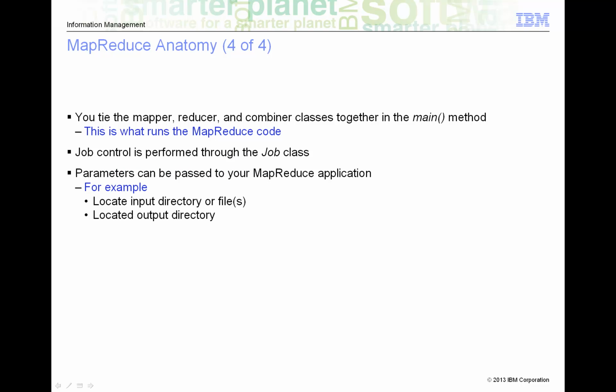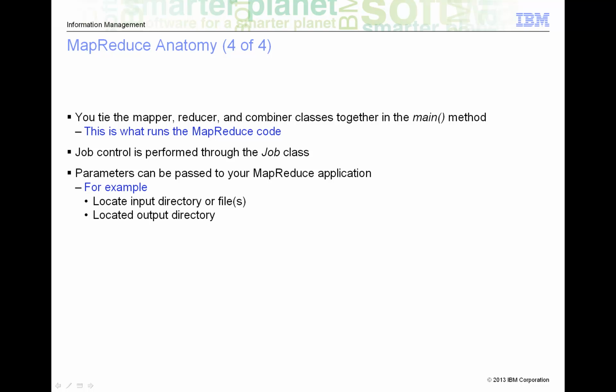The fourth component is the main method. You need to code a main method that runs your code. Here you specify which class is to be used as the mapper, which class is to be used as the reducer, and whether there is going to be a combiner.